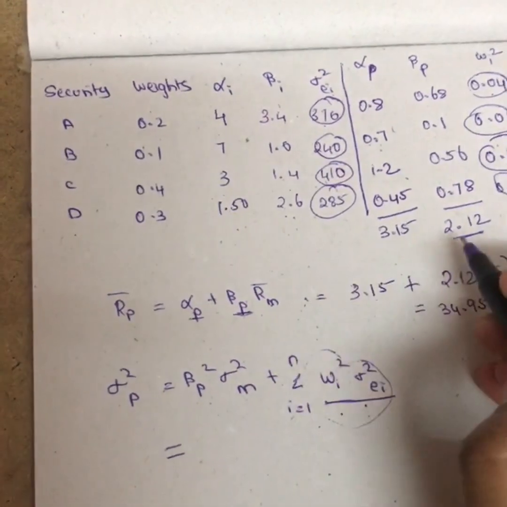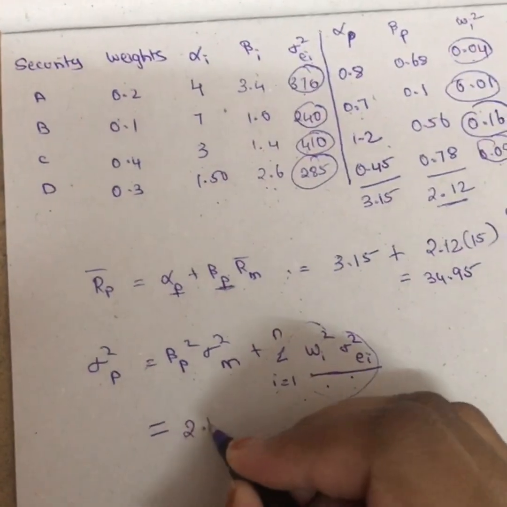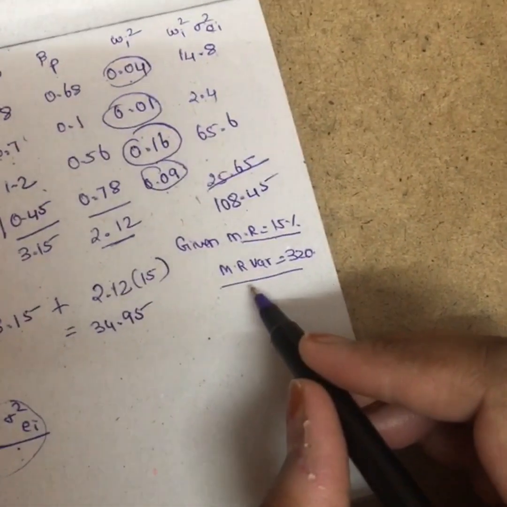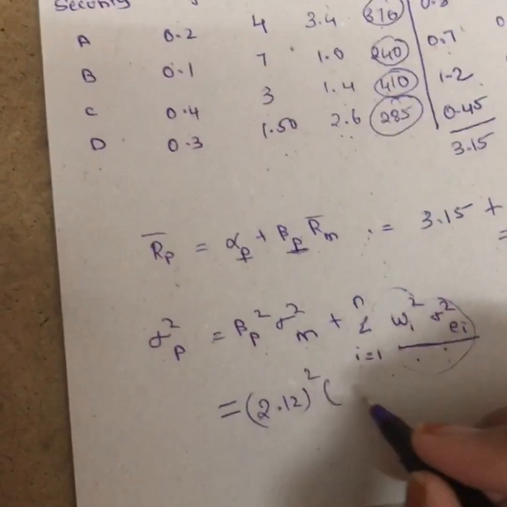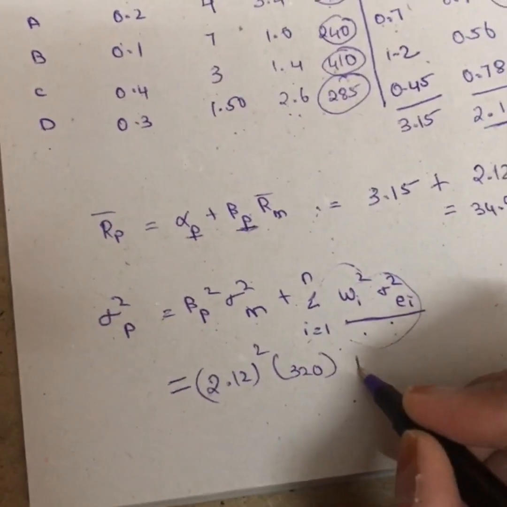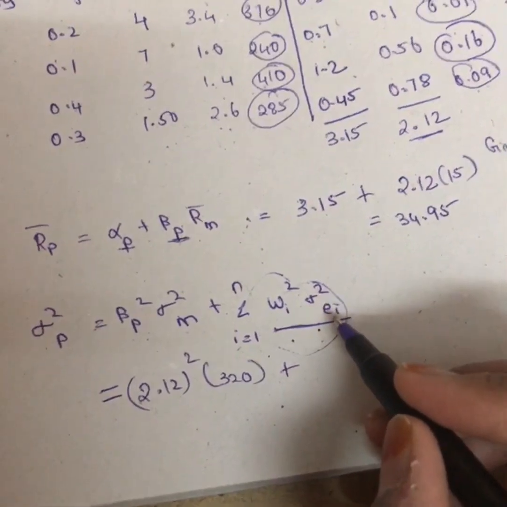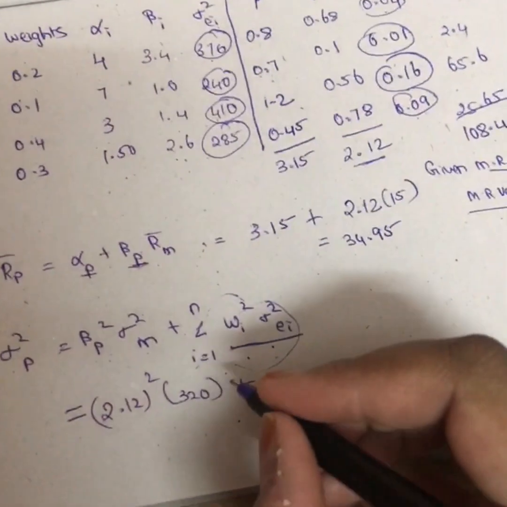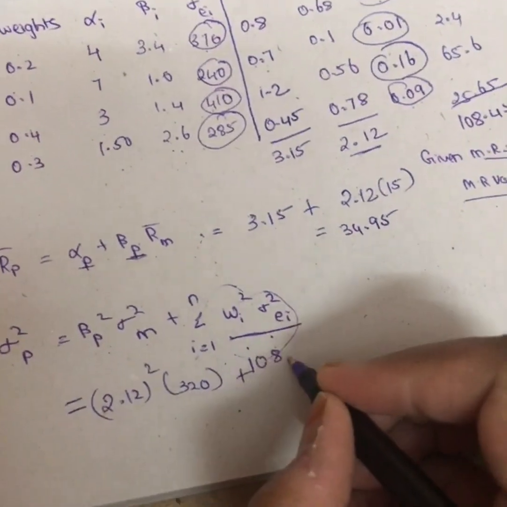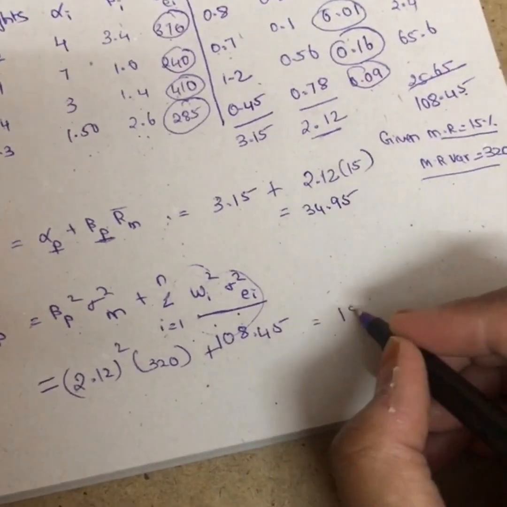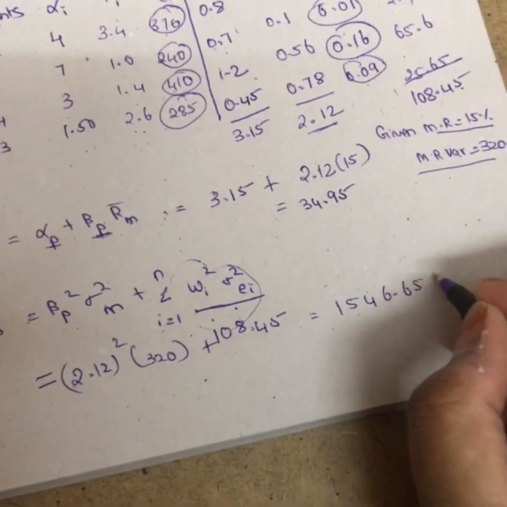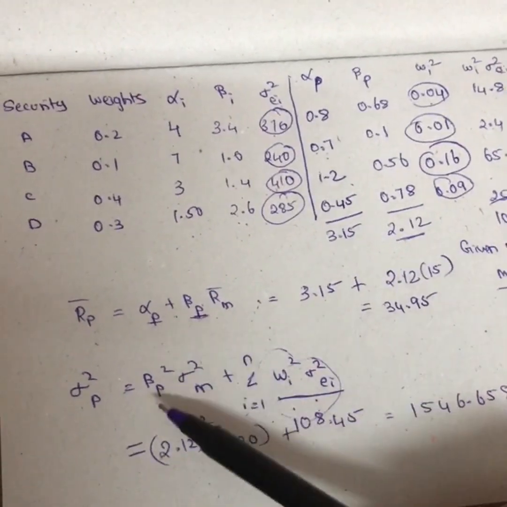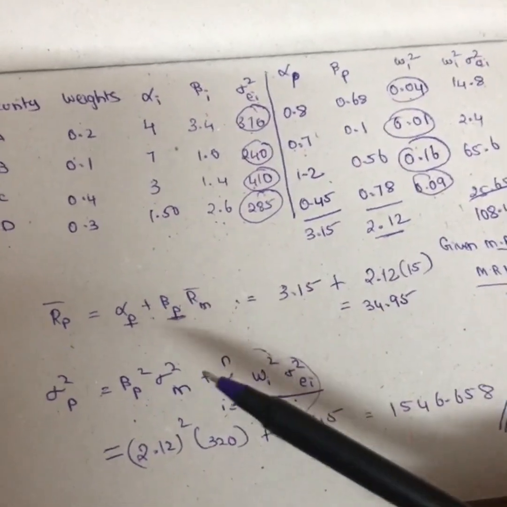So beta p is nothing but 2.12. So 2.12 the whole square into variance of market. Variance of market return is given in the question, so it is into 320. Plus Wi square and variance ei, we calculated here and we got the total as 108.45. We'll just add 108.45. So you get 1546.658. That's it, girls. This is what portfolio return and portfolio risk are under single index model.